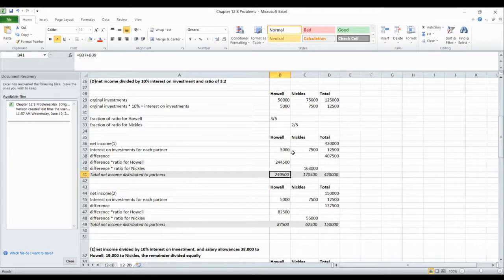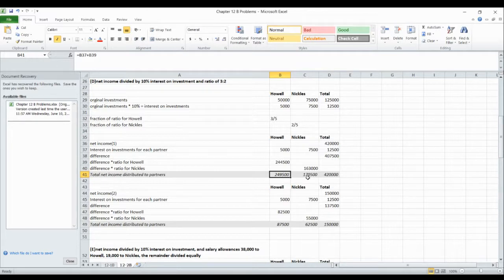The final thing that we have to find is the total net income that's distributed to the partners. The total net income for Hal consists of 5,000 plus 244,500, an amount of 249,500. So on part 1, Hal gets 249,500 of the net income.